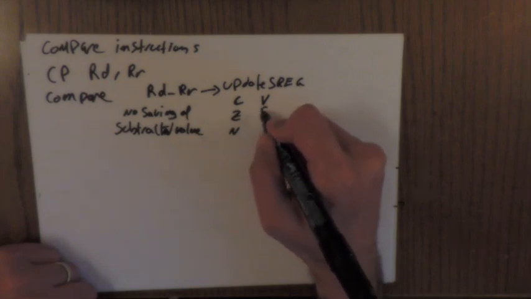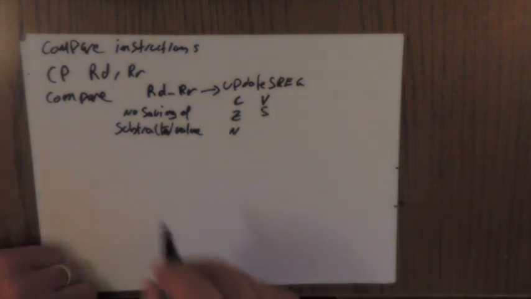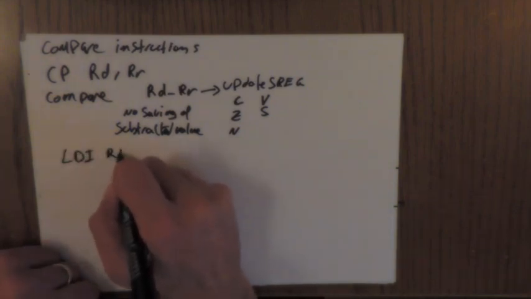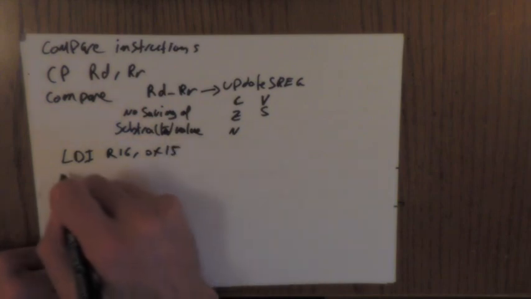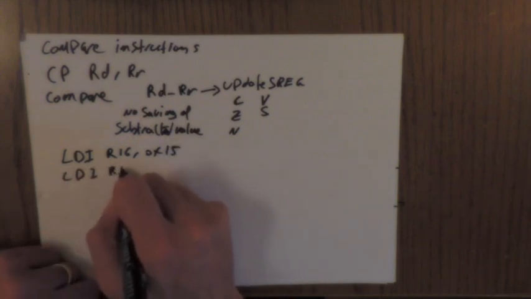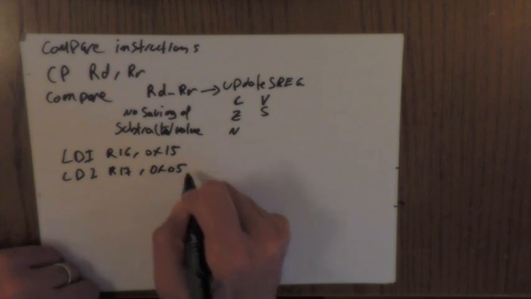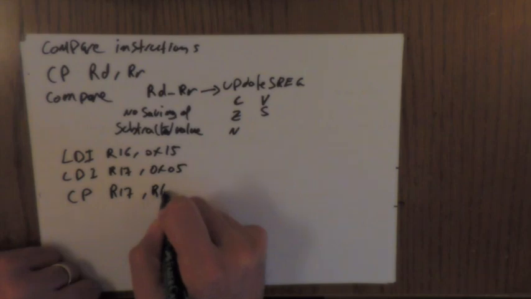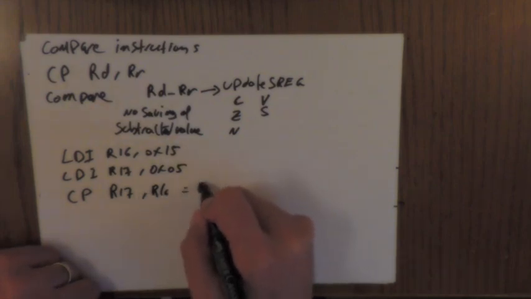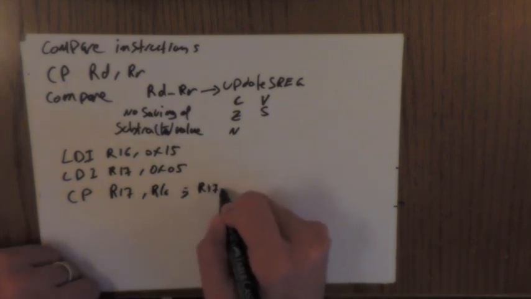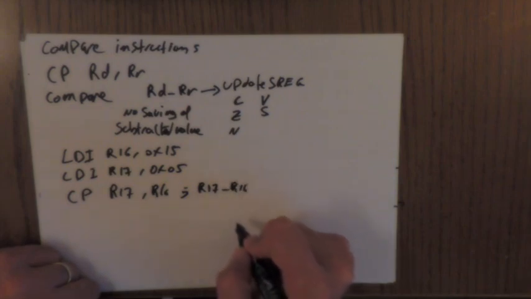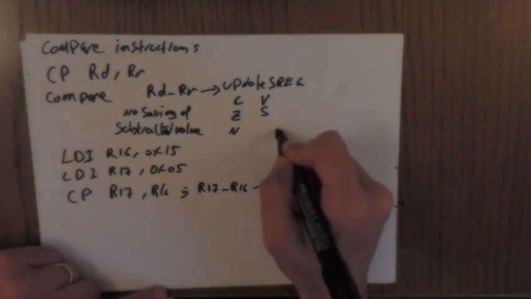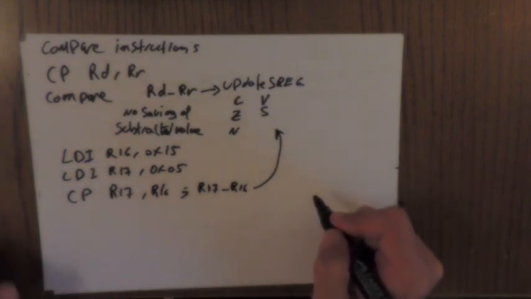Okay, so comparing it to these two instructions, for example, I can say LDI R16, 0x15, LDI R17, 0x05, and I say CP R17, R16. So what this does is R17 minus R16. In this case, it just does the subtract operation, and these flags are updated.